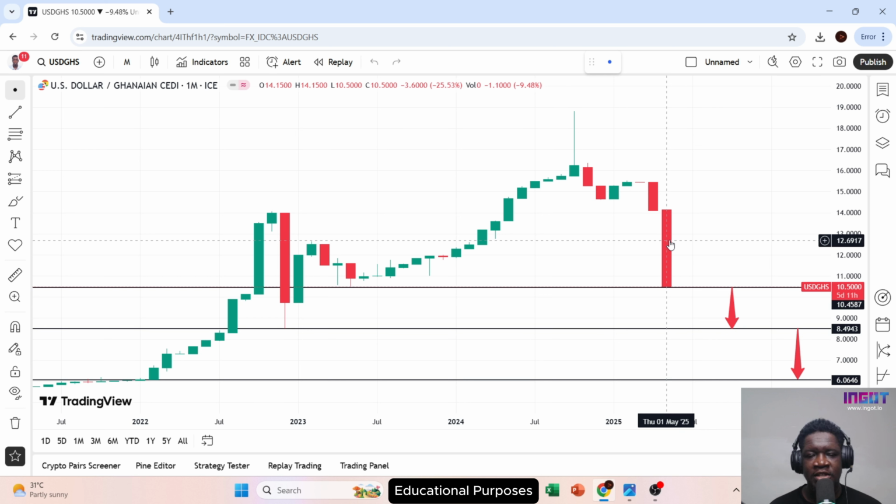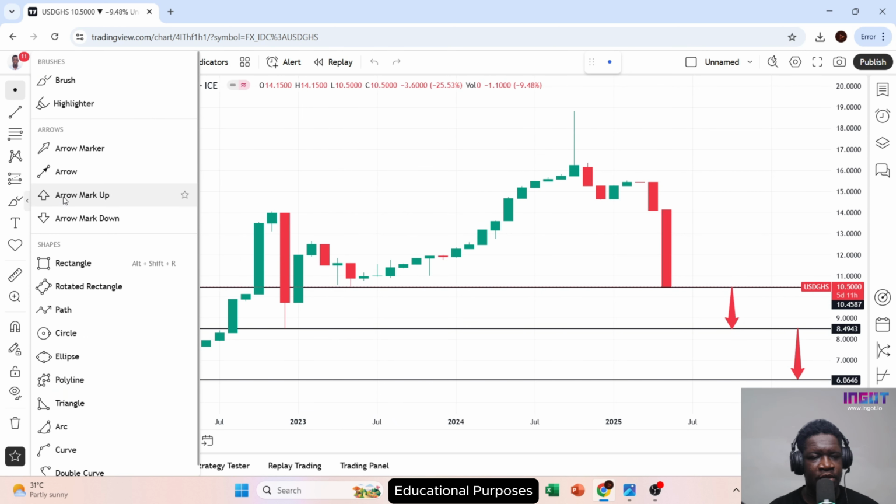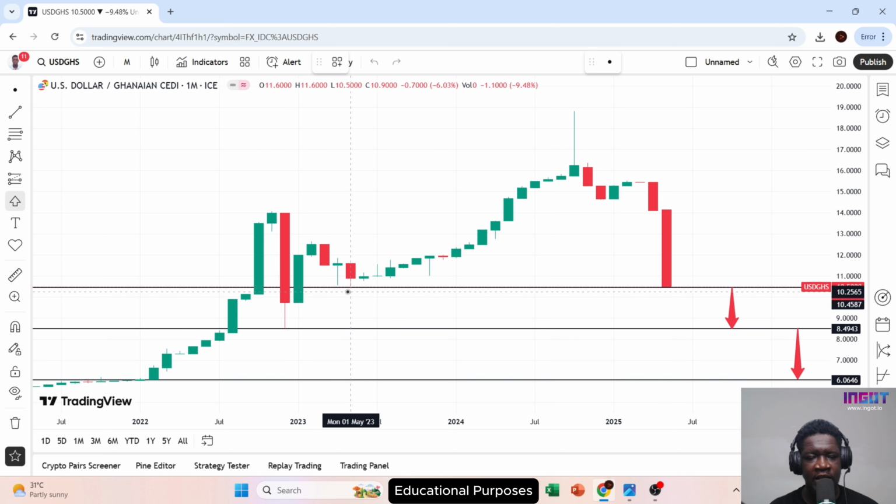Looking at this momentum, it tells you that the Ghana Cedi is gaining more strength against the US dollar. So from the technical analysis point of view, this point, the 10.50, is currently serving as a support. The reason why it's serving as a support is that at this point, let me use this arrow to show you here.